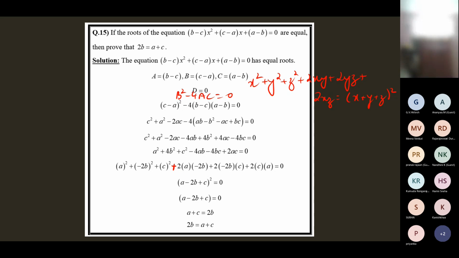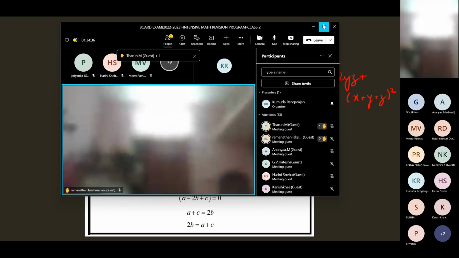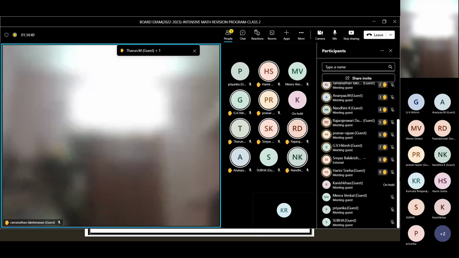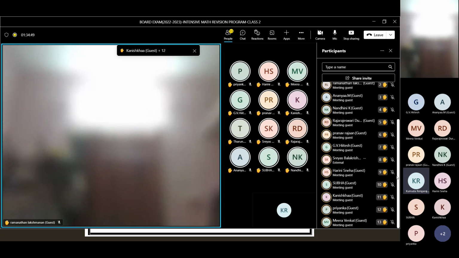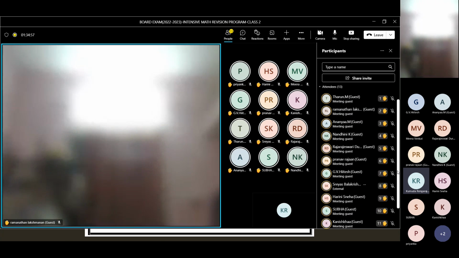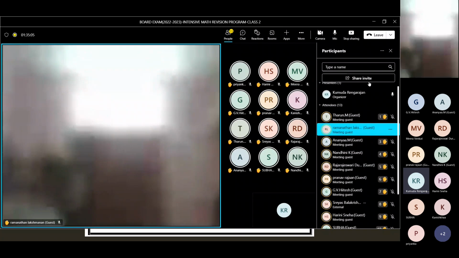Take a picture, children. Done, children? Class, use emoji, raise your hand. In today's class, we have Meera, Priyanka, Kanishka, Subalakshmi, Harini, Sneha, Shreyas, Hitesh, Pranav, Rajarajeshwari, Nandini, Ananya, Ram, and Tarun Murli. All right, very good, children.